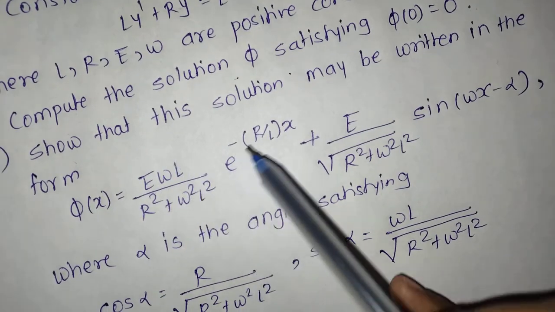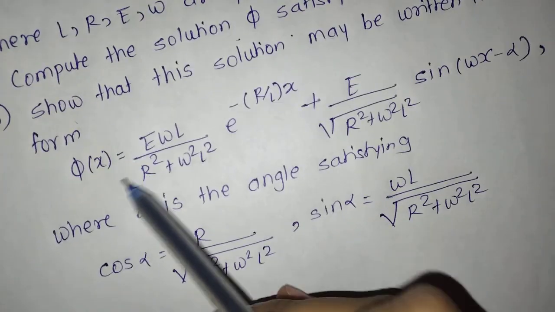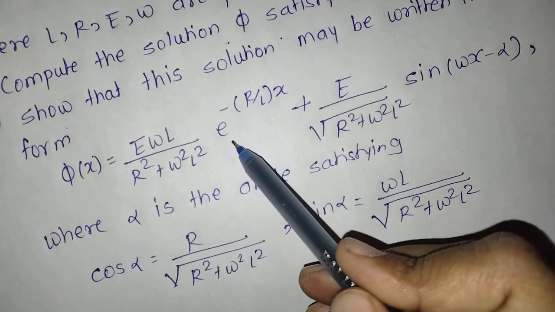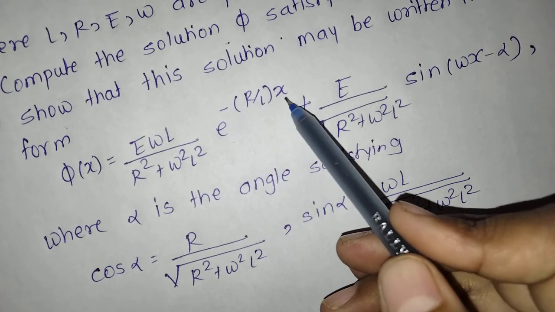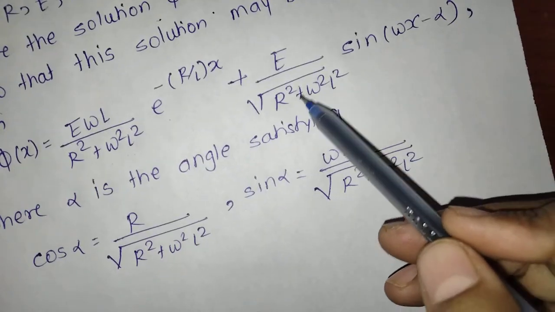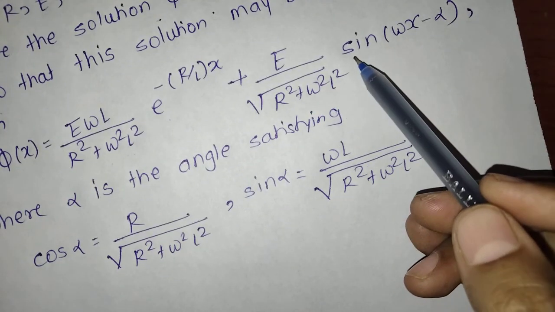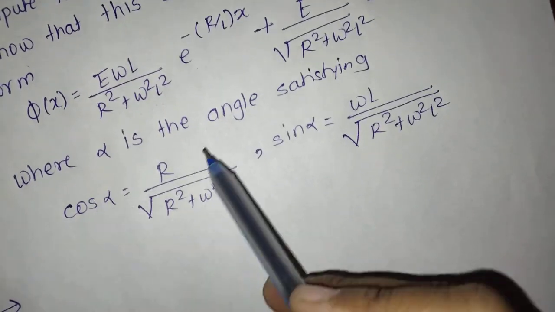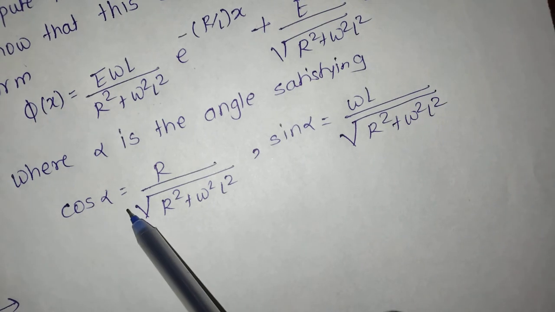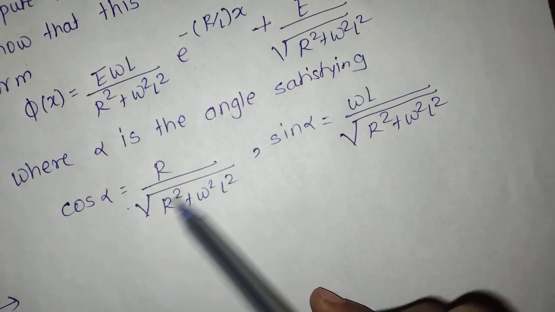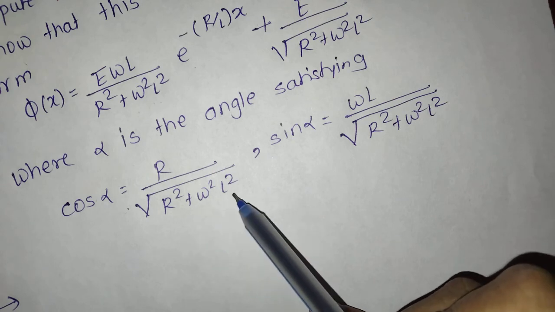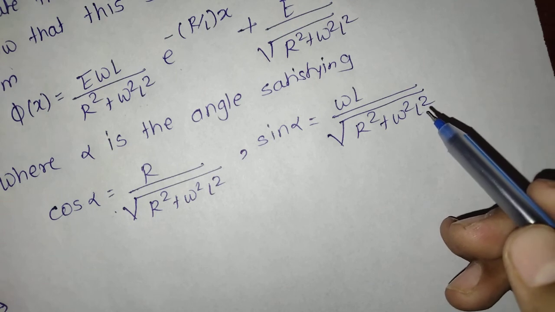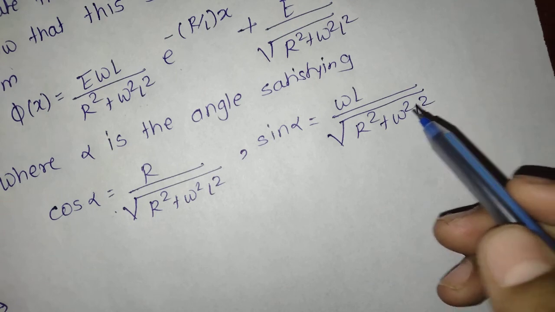Next, B, show that this solution may be written in the form phi of x is equal to EWL upon (R squared plus W squared L squared) into e raised to minus R upon L x, plus E upon under root (R squared plus W squared L squared) into sine of (Wx minus alpha), where alpha is the angle satisfying cos alpha is equal to R upon under root (R squared plus W squared L squared), and sine alpha is equal to WL upon under root (R squared plus W squared L squared).